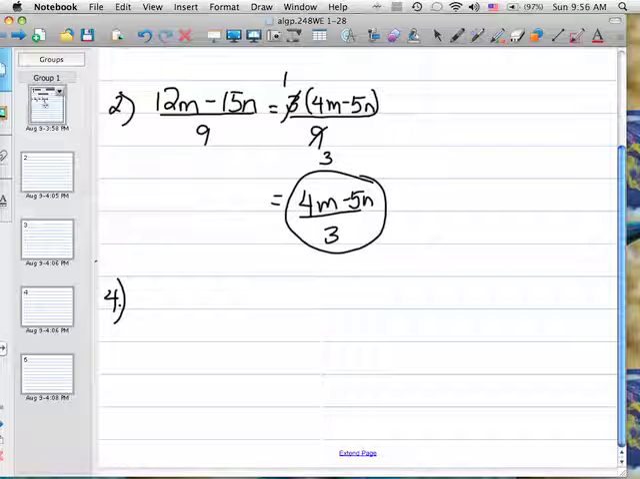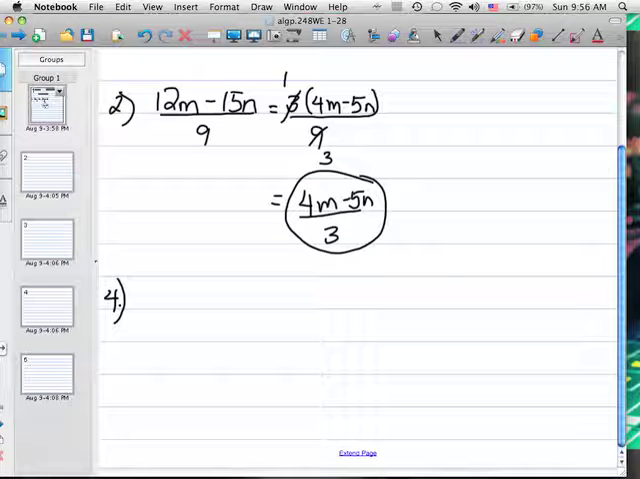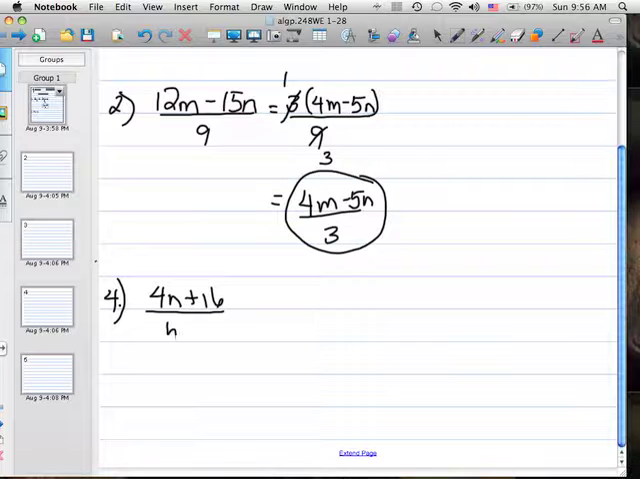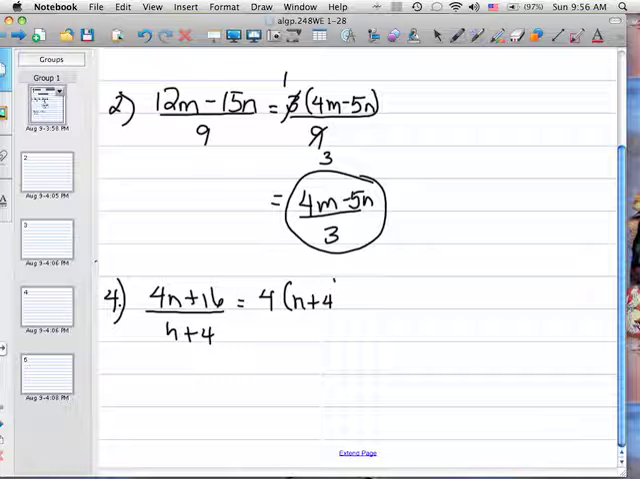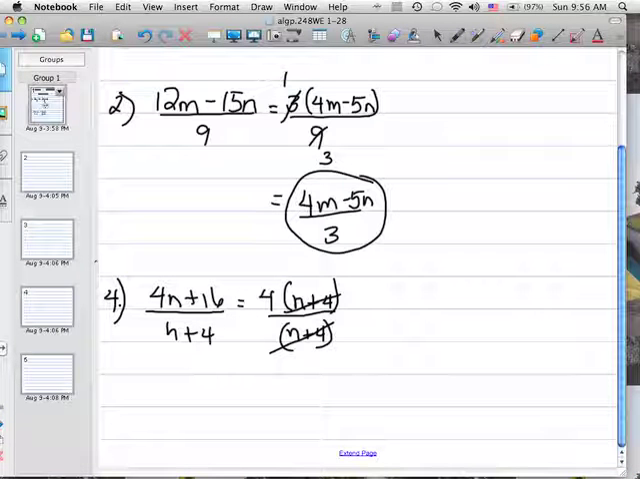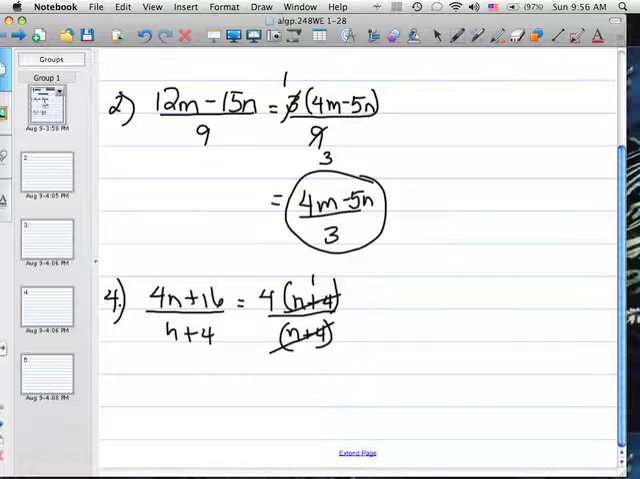Problem number 4. And when we get to one where you have to restrict the variable for the denominator, I'll show you that. Number 4, you have 4n plus 16 over n plus 4. Factoring the numerator, you can pull out a 4, and it leaves you n plus 4. The bottom cannot be factored, but we're going to turn it into a factor by putting parentheses around it. So that means I can cancel out the quantity n plus 4. And that leaves me 4.